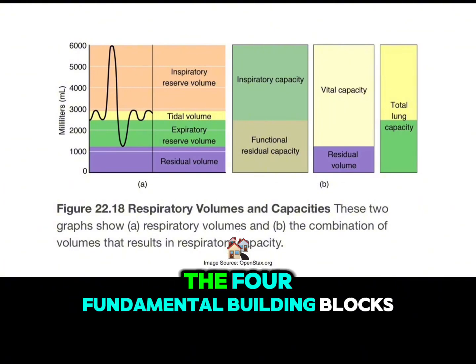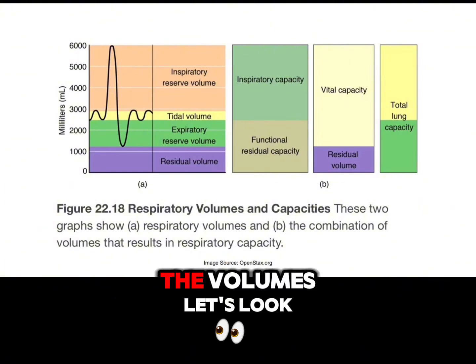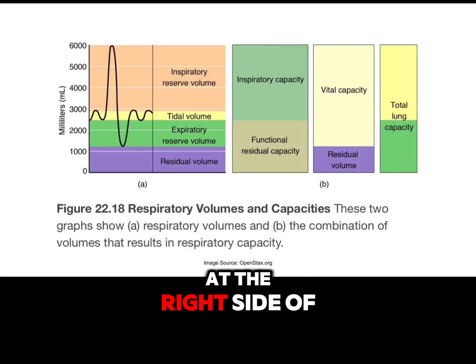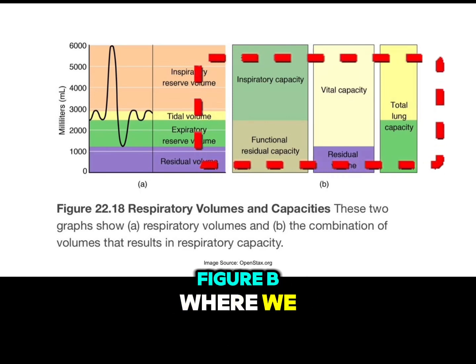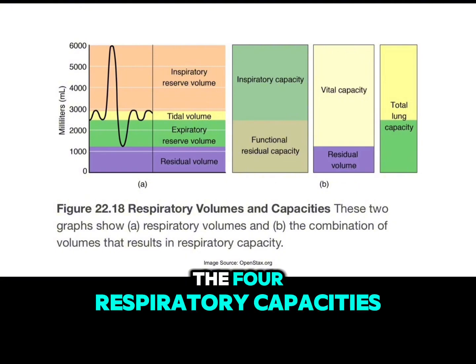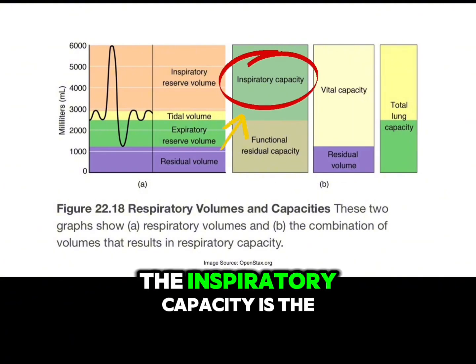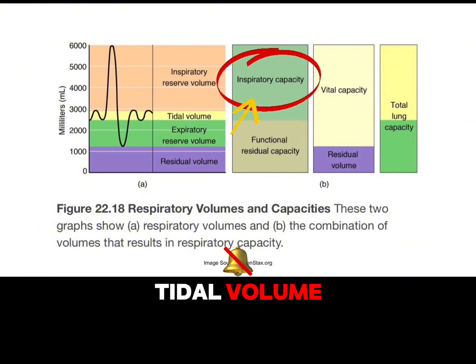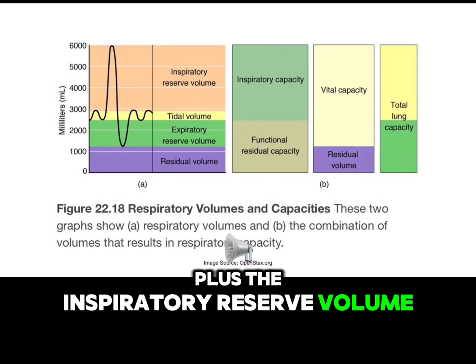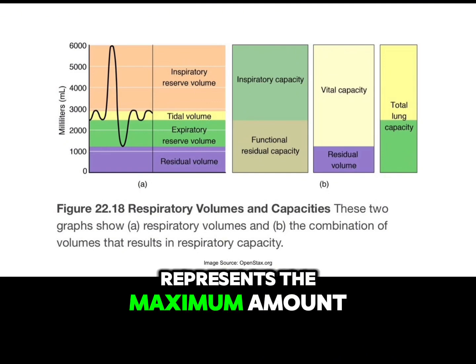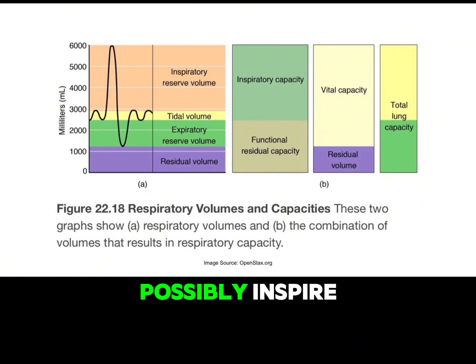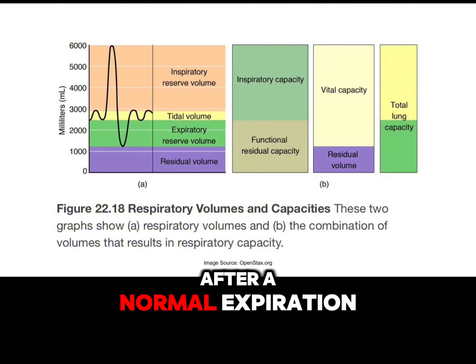Now that we've defined the four fundamental building blocks, the volumes, let's look at the right side of the image, Figure B, where we combine them to form the four respiratory capacities. The inspiratory capacity is the tidal volume plus the inspiratory reserve volume. It represents the maximum amount of air you can possibly inspire after a normal expiration.